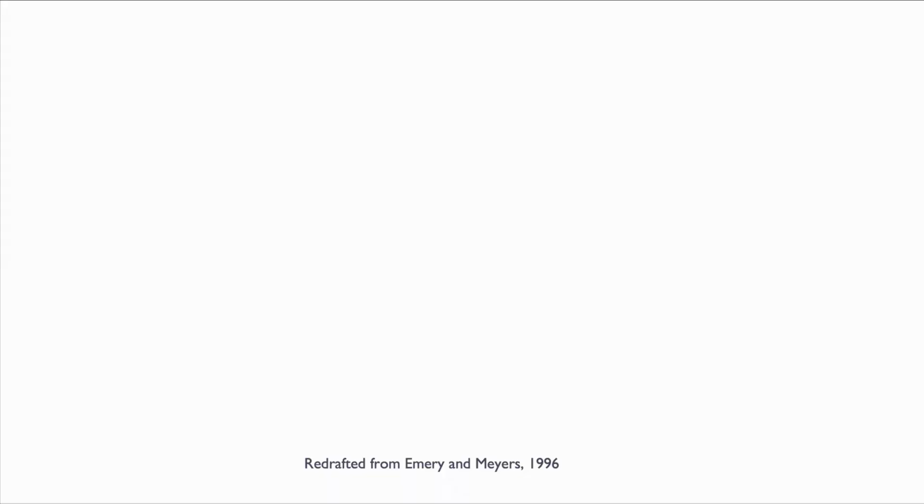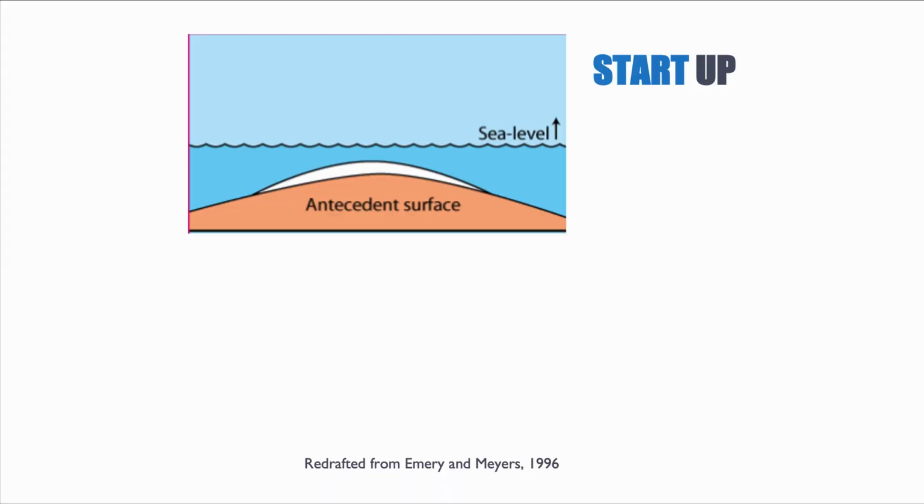What are the factors that actually impact the geometry of carbonates during a base level cycle? Well, let's have a look. At first, let's look at the startup phase. If you imagine that you have an antecedent surface, that antecedent surface could be a former coral reef, or it could be a volcanic basement, it doesn't really matter.